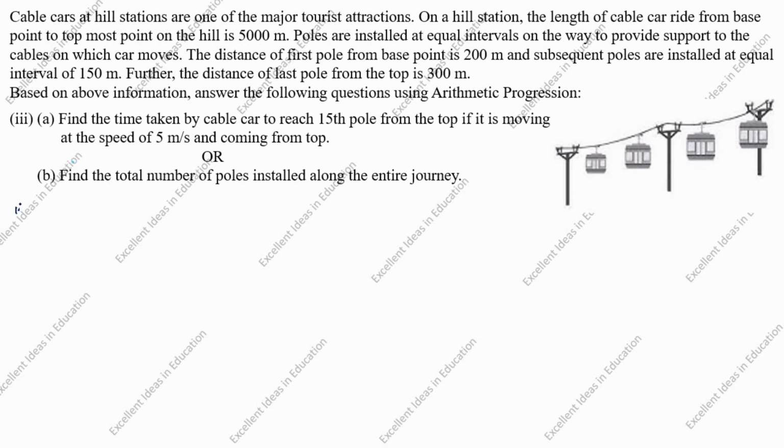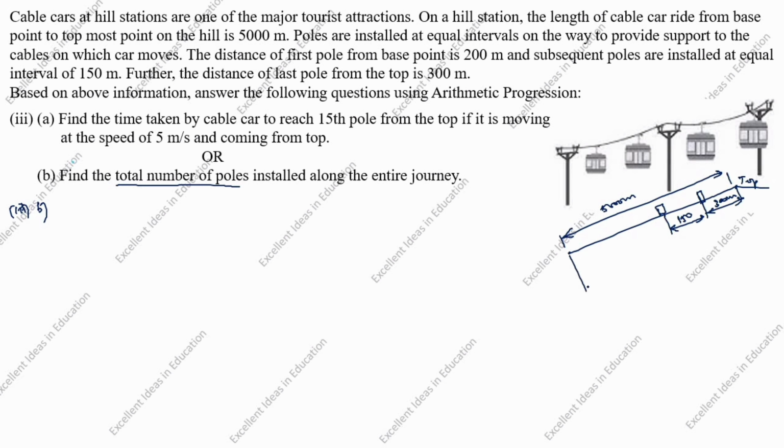Next, third question, part B. Find the total number of poles installed along the entire journey. We have to find the total number of poles. From base to here is given as 5000. From top to this distance is given as 300 meter. In this question, we need to find the total number of poles, up to here only. This is 150. So we need to find the n number of poles, from here to here.